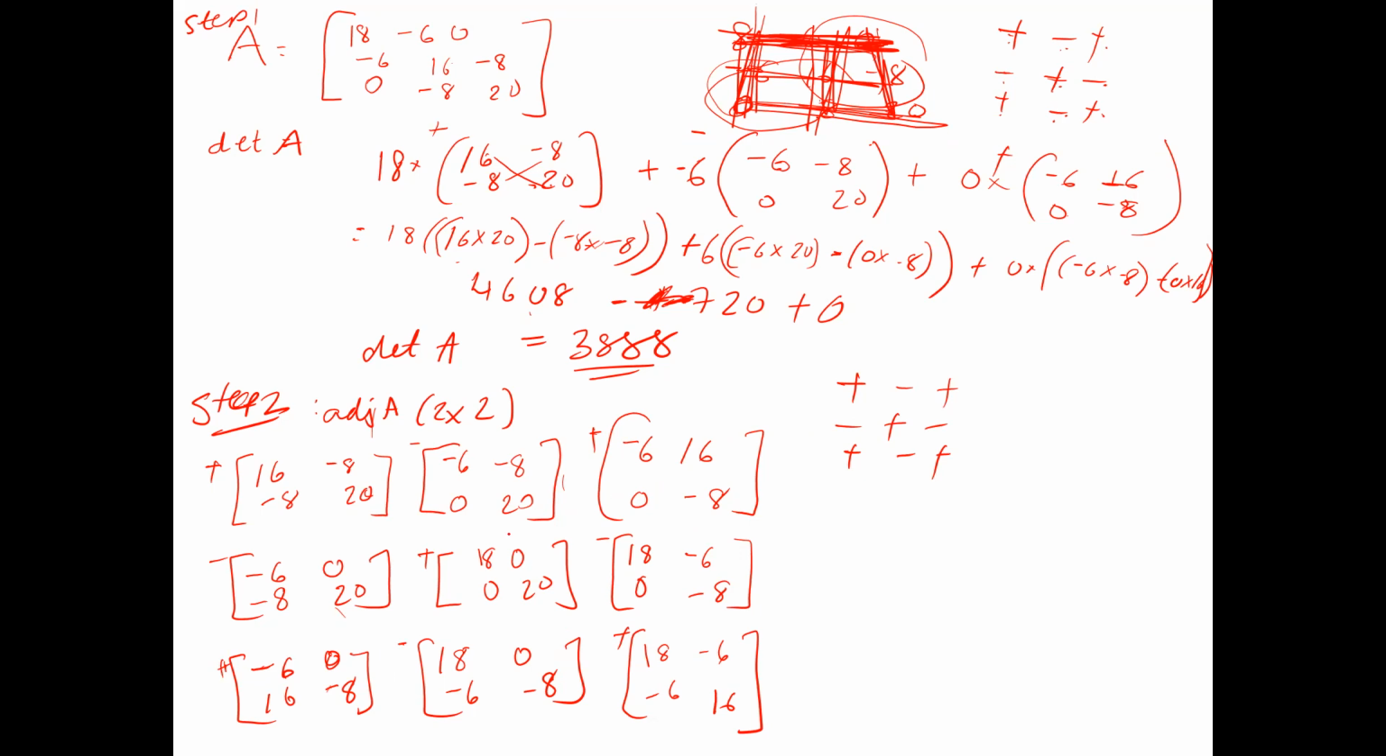Okay. So for example, 16 times 20 minus 8 times minus 8. Okay, that will do. I'm going to show you like this. When here, this times this minus this times this, and then minus this times this minus this times this, plus, because this is plus, this times this minus this times this.